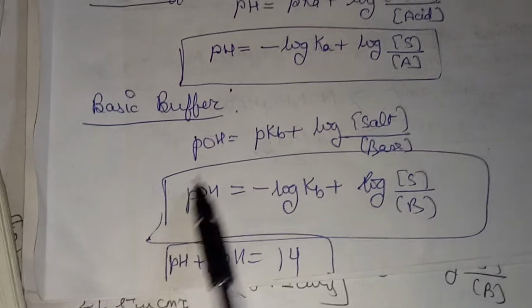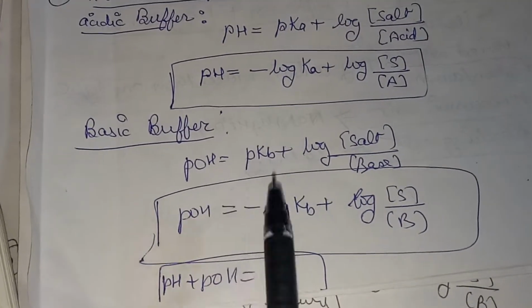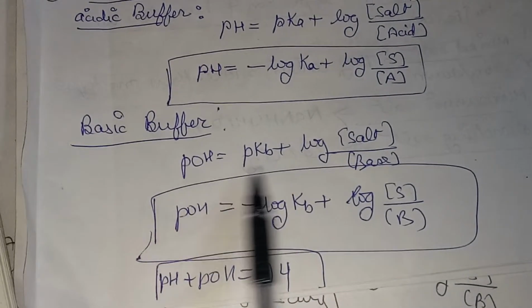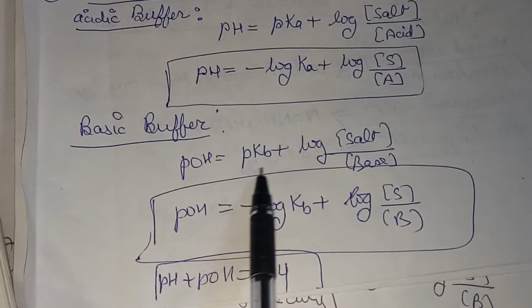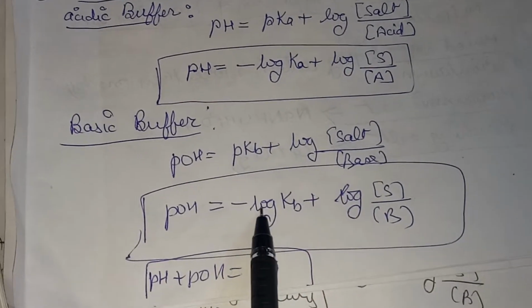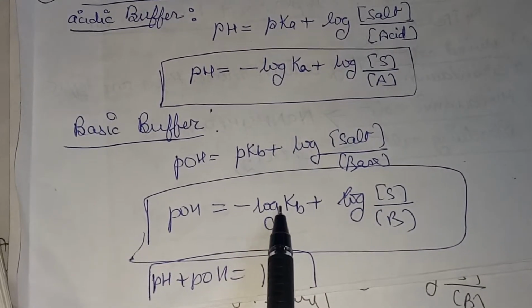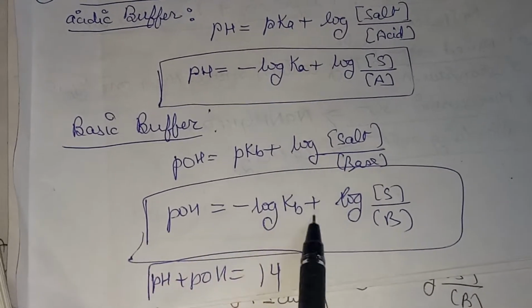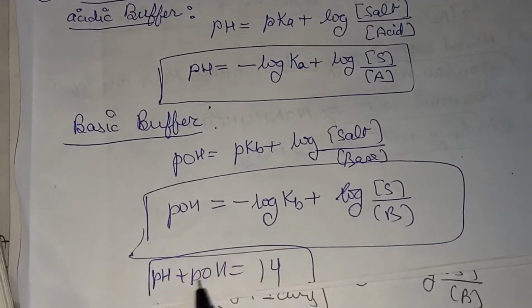For a basic buffer, if Henderson's equation is applied to a basic buffer, then we have the formula pOH equals pKb plus log salt upon base. The same will be applicable over here: pOH equals minus log Kb plus log salt upon base.